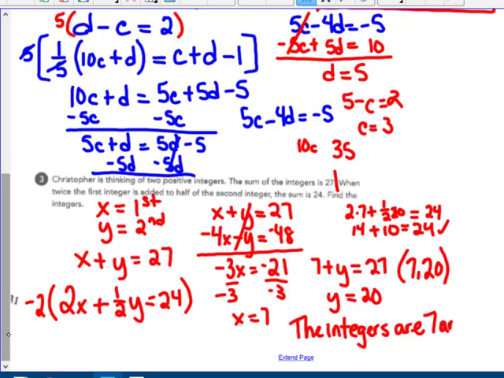7 and 20. So the fact that it says integers means that you can't come up with an answer like 3/4 or 6 5/10, because those are not integers. Whole signed value numbers, those are integers. So I know my answer is right, plus I checked it.